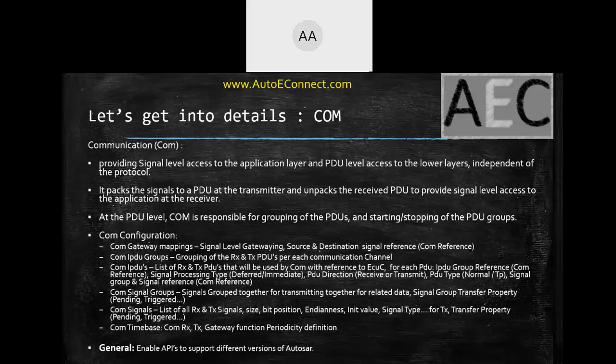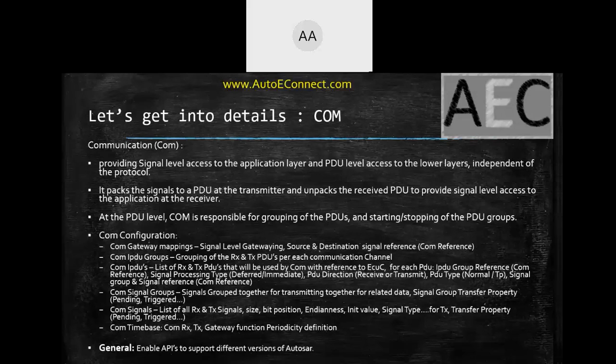For each PDU, you will have the respective IPDU group. If you have put this IPDU into an IPDU group, then you will have the reference of that IPDU group here. And again, the signal processing type: whether you want to transmit or receive immediately, or whenever the data is changed, which is the deferred method. Then the PDU direction: in case of RX it will be receive, and in case of TX it will be transmit. And the PDU type, whether it is normal or TP, that is, used wherever the data length is more than the allowed size of 8 bytes.